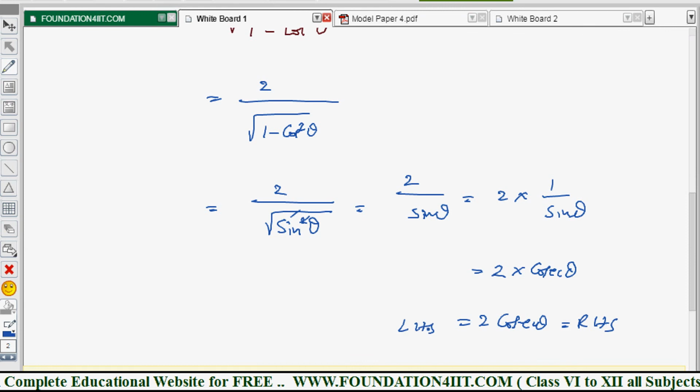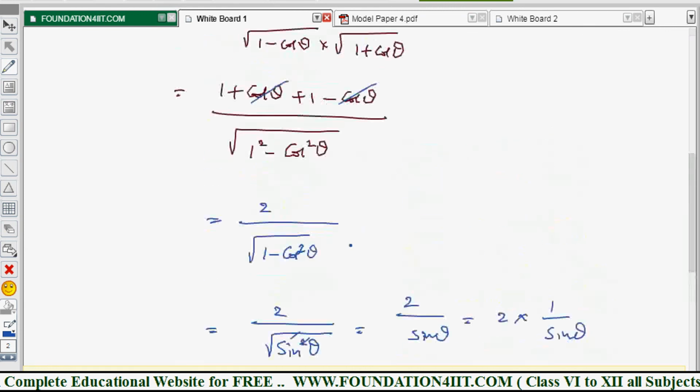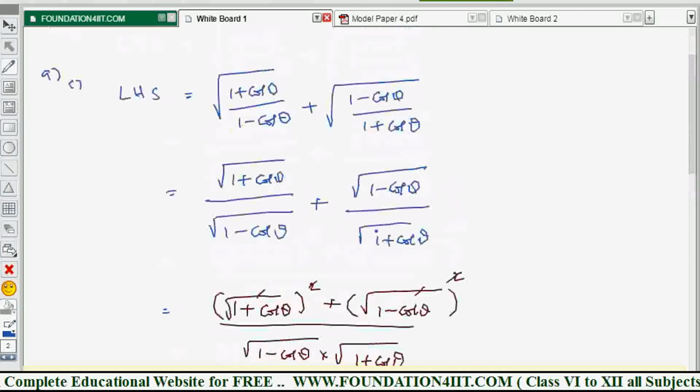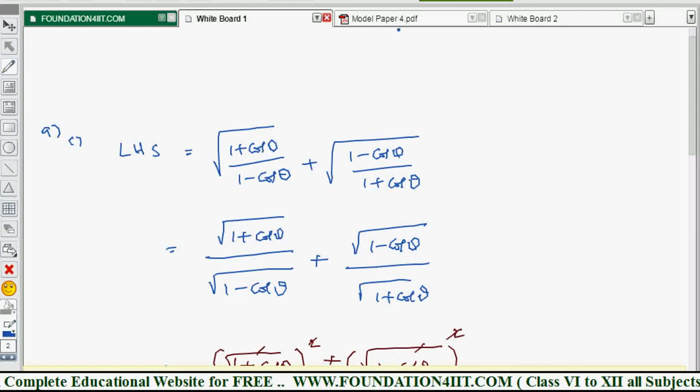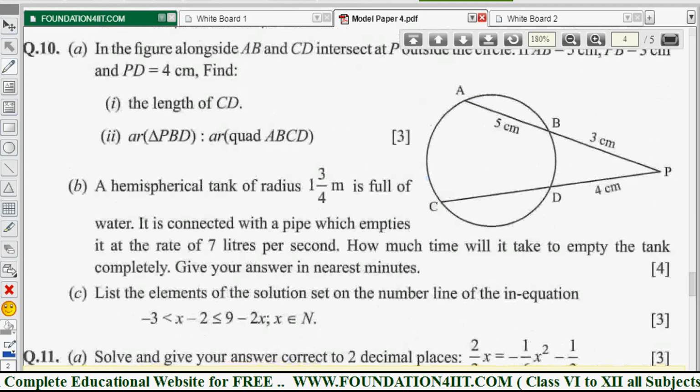So we have taken LHS and finally proved the RHS. Okay, it's a simple sum. By taking LCM, we will solve this. Then we need some trigonometric formulas. Right, this is about the 9th question. Now let us solve the problems from 10. We will see now.